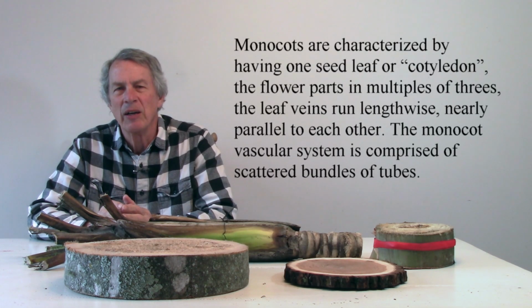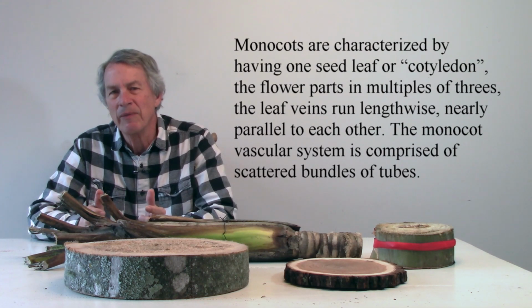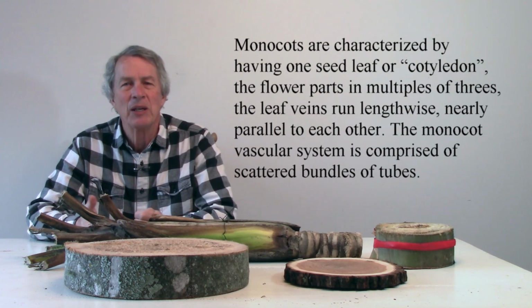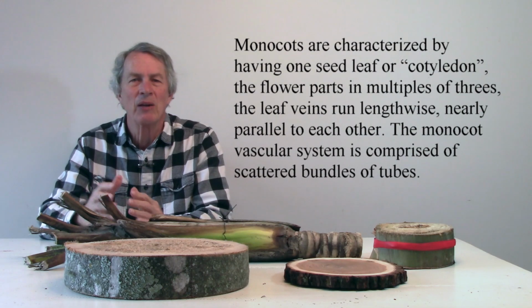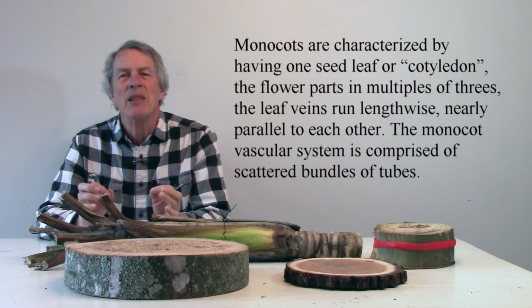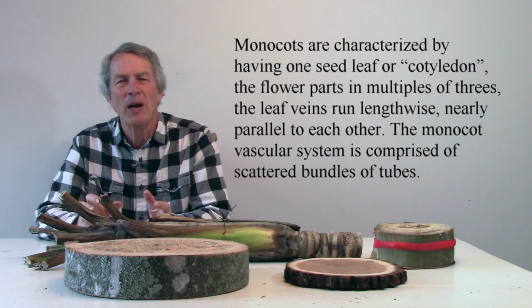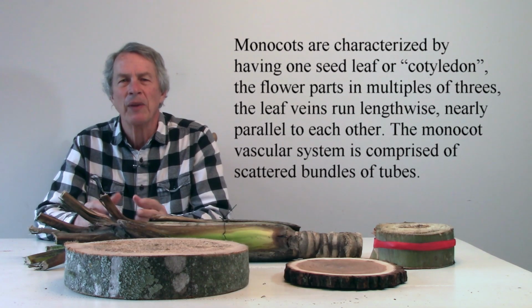Monocots are characterized by having one seed leaf or cotyledon, the flower parts in multiples of threes, and the leaf veins running lengthwise nearly parallel to each other. The monocot vascular system is comprised of scattered bundles of tubes.